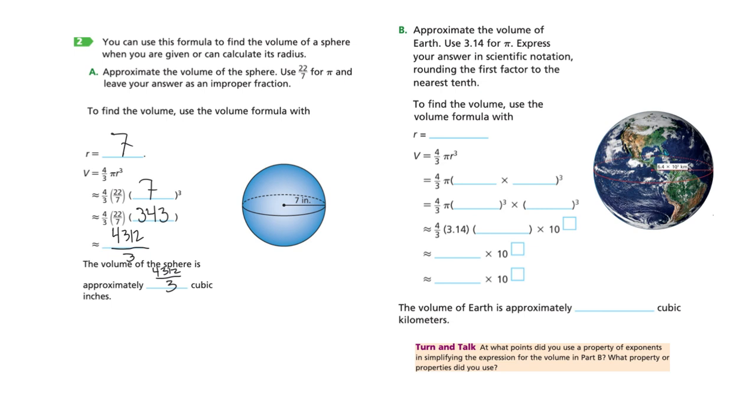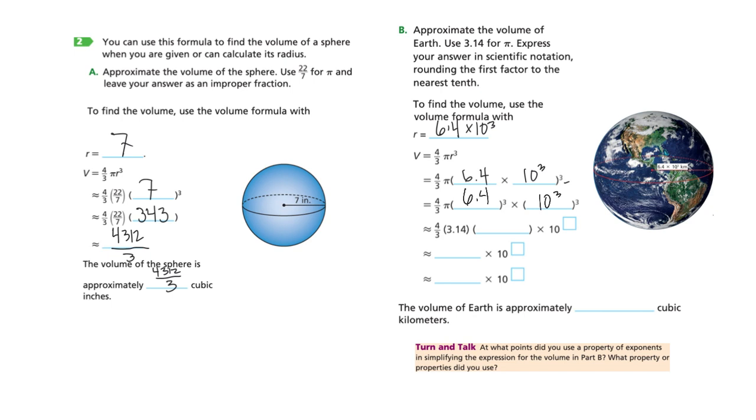So now let's look at B. Approximate the volume of the Earth. Use 3.14 for pi. Express your answer in scientific notation, rounding the first factor to the nearest tenth. To find the volume, use the volume formula with the radius equals 6.4 times 10 to the third. So here they're showing you the formula. And so we have 4/3 pi times 6.4 times 10 to the third, cubed. So we have 4/3 pi and 6.4 cubed times 10 to the third cubed.